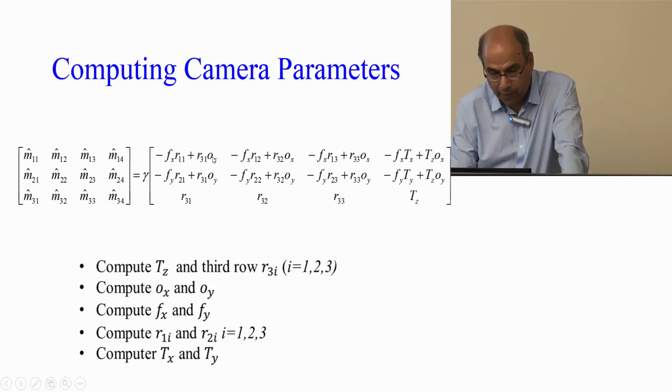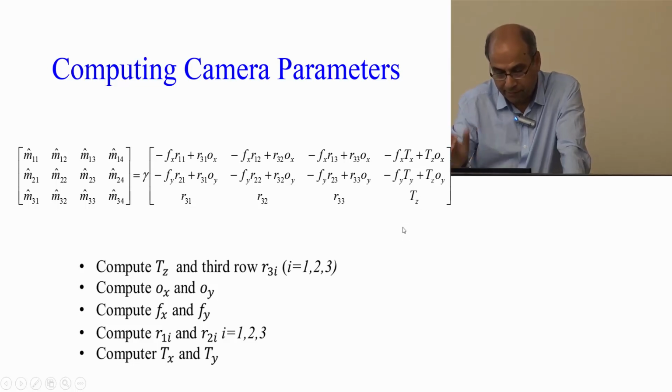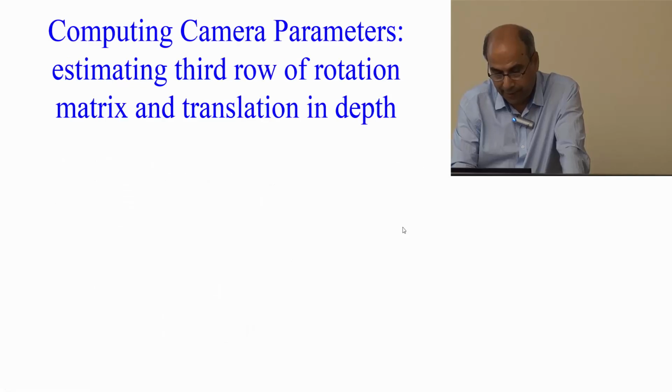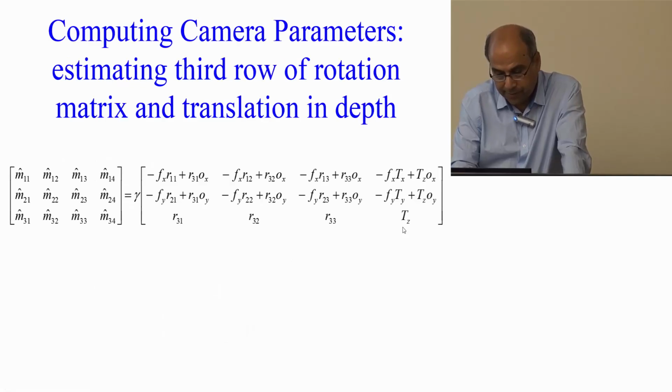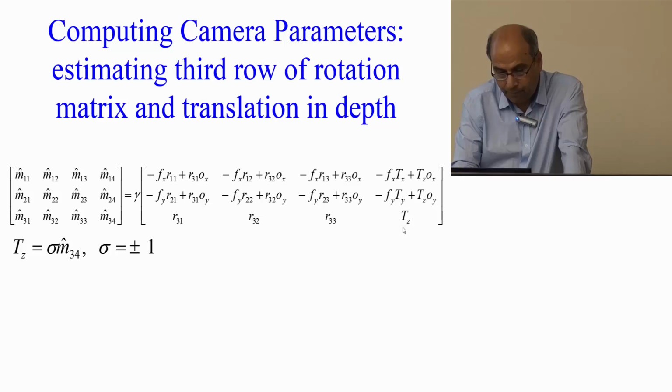After that, when we know OX, OY, then we can compute FX and FY. After that, we'll compute the second row of the rotation matrix, and then at the end we'll compute the TX and TY, which are shown here. So that's the way we're going to do it. So let's start doing that. This is the same thing as you have been seeing.